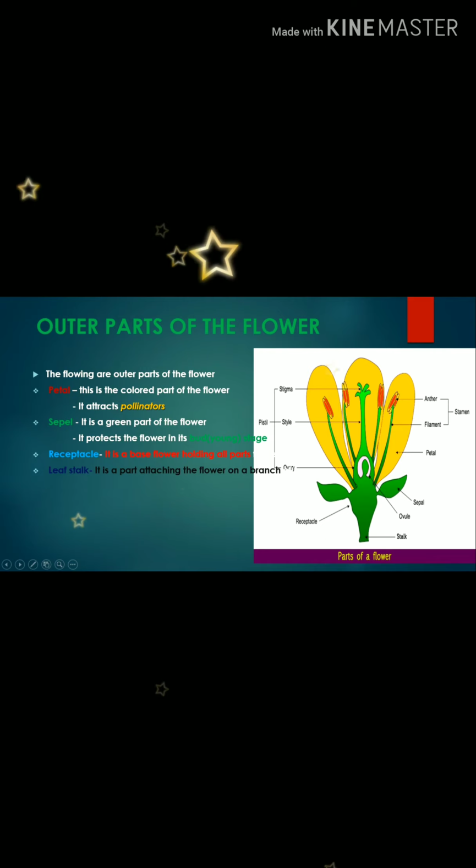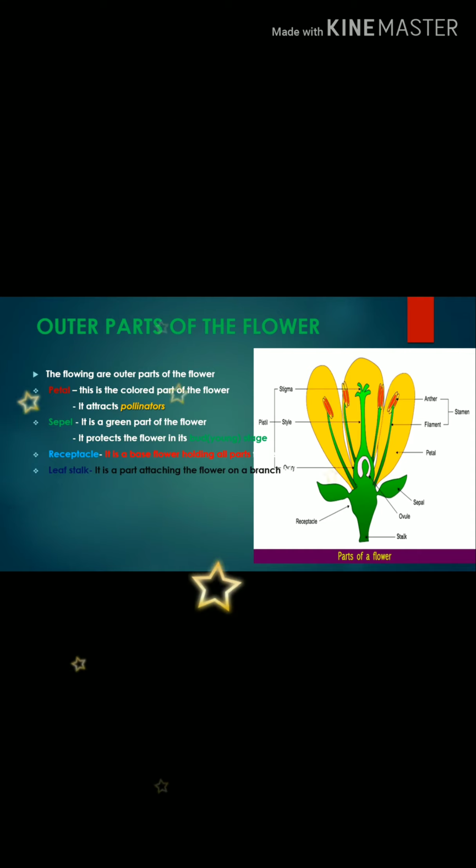We have another one here which is leaf stalk. This one here is labeled as the stalk. Whether you name it leaf stalk or stalk, no problem. Its function is that it is a part attaching the flower to the branch of the plant.